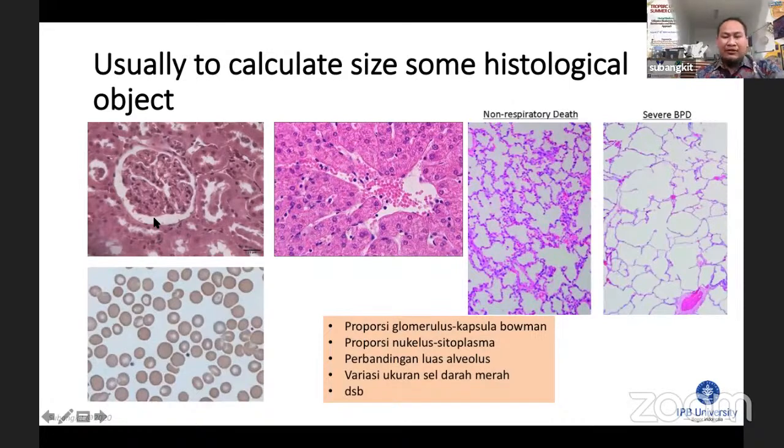And usually, not only calculating the length and the area, we can also check the proportion of the glomerulus to the capsule, the Bowman capsule, and also the proportion of the number of necrotic cells, and the capacity of the lung, like we discussed before, and also the size of red blood cells. Actually, we can calculate more precisely in this software.